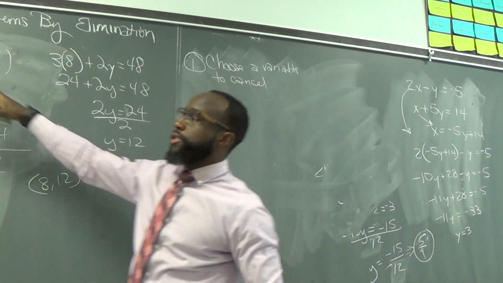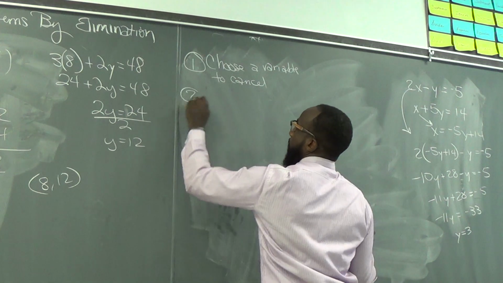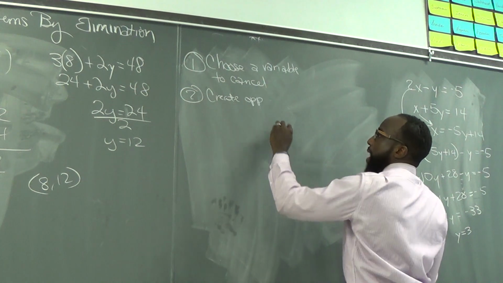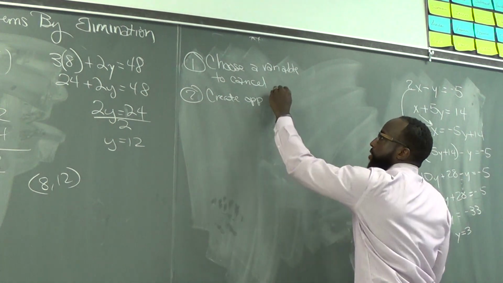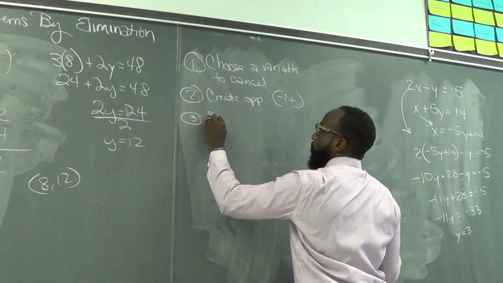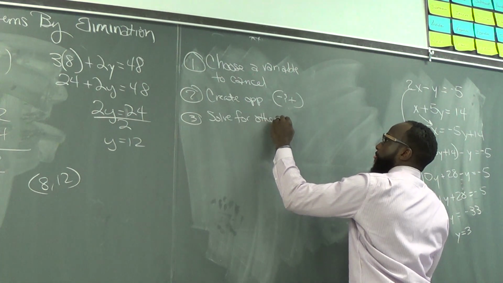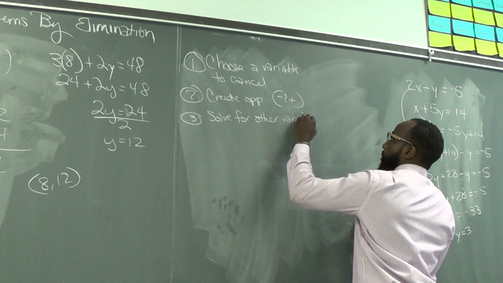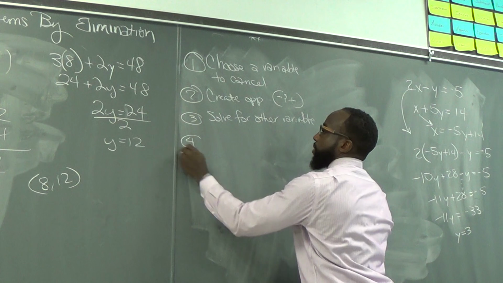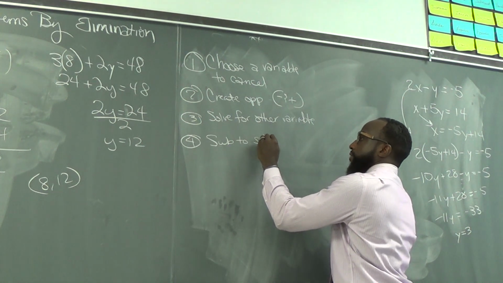In this case, we chose to cancel out the y. So we had to create opposites. One had to be positive, and one had to be negative. Then from there, you solve for the other variable. Once you solve for the other variable, you substitute it into one of the originals to solve for whatever's left.